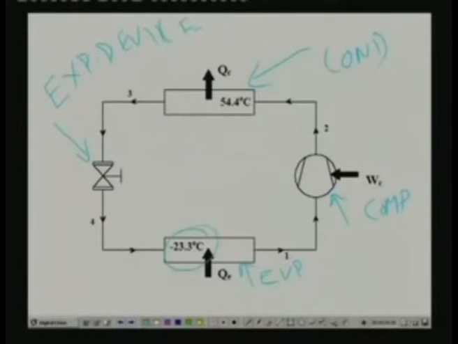And this temperature is specified, evaporator temperature minus 23.3 degrees centigrade, and this temperature, condensing temperature, is specified 54.4 degrees centigrade, and it is a saturated cycle. So the exit condition, this is saturated vapor, and this condition, that is at the exit of the condenser, is saturated liquid. Okay, so this is the information given, and this compression is not ideal. So you have an efficiency for the compressor which is given by 0.65.